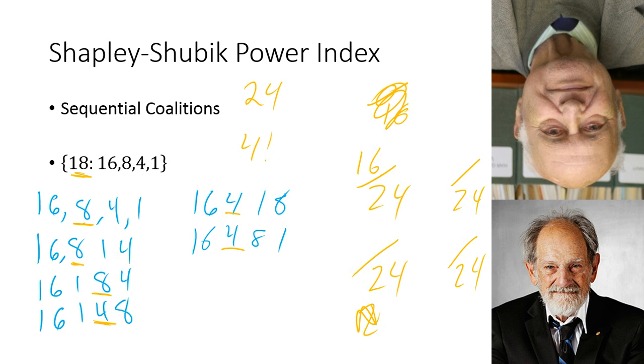The person with 8 has 4 over 24. The person with 4 has 4 over 24. And the person with 1 has none. So the person with 1 is considered a dummy. And the person with 16 has veto power. Just when you list out all these, you recognize 16 has to be in the winning coalition. Okay. And so that's the Shapley-Shubik.